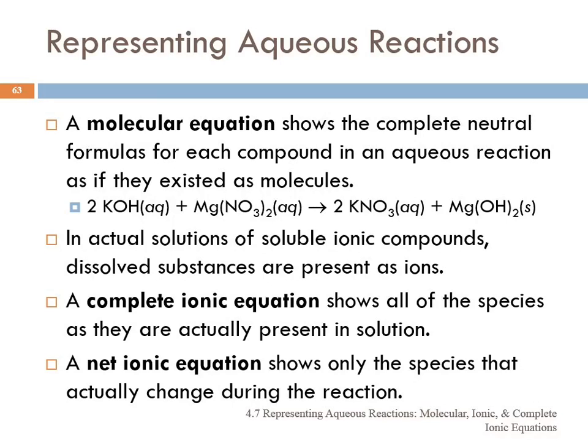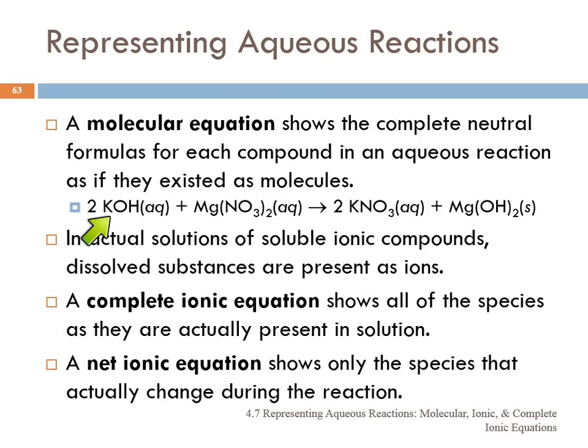Different types of equations. The molecular equation is what we've been looking at. We show each of these compounds as molecules, even though we know that they're not molecules, they're ions. But we show the formula units, and we show all of them like that. But actually, all of these aqueous substances are separated into ions in solution. And so a complete ionic equation shows all of the species as they're actually present.